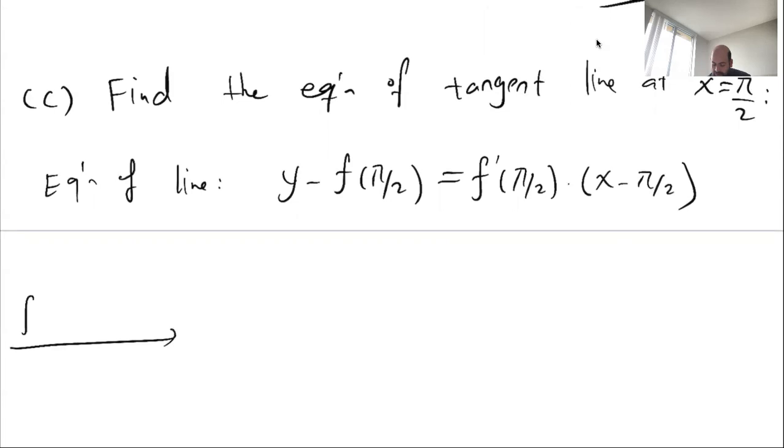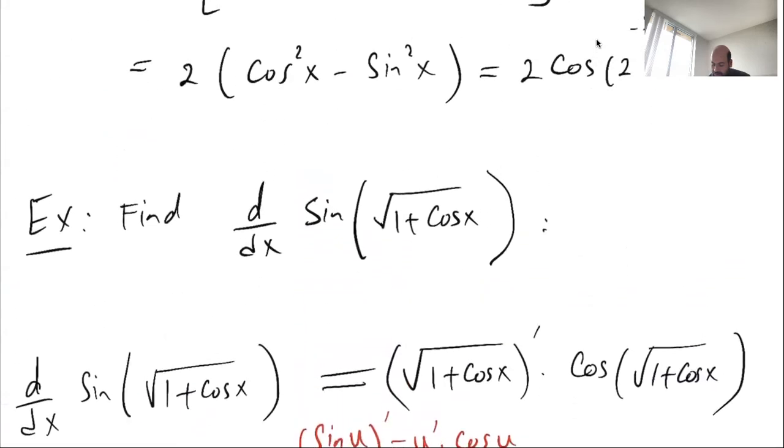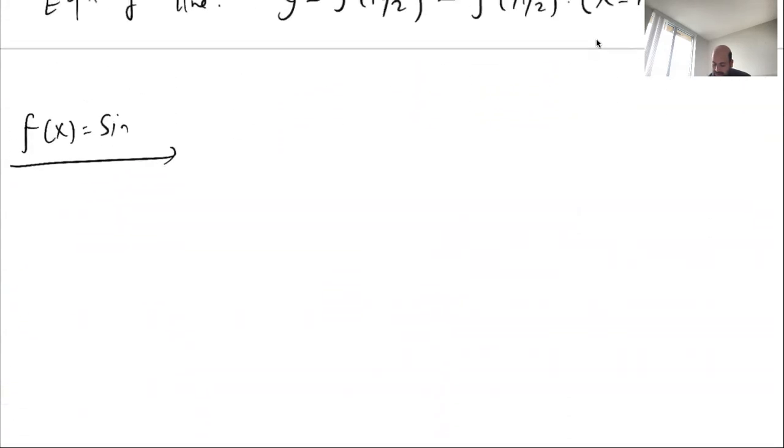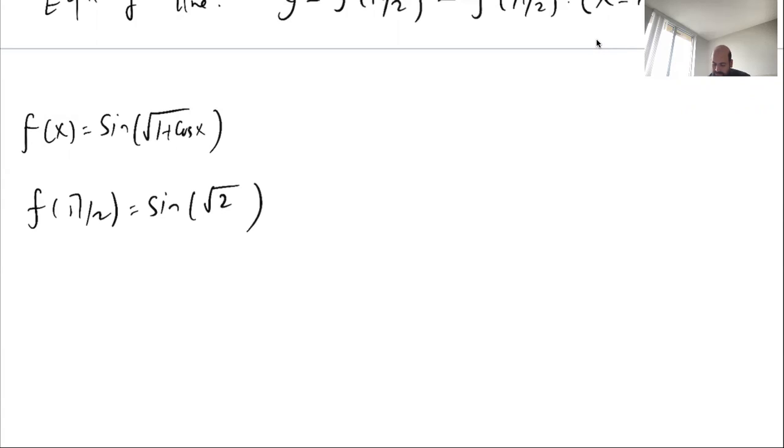How much is f of pi half? What was f of x? F of x was sine root 1 plus cos x. So f of pi half will be sine root 2. Again, if you want to calculate sine root 2, you have to use the calculator, but please make sure you use radian. Root 2, you have to calculate in radian, and then calculate sine root 2.